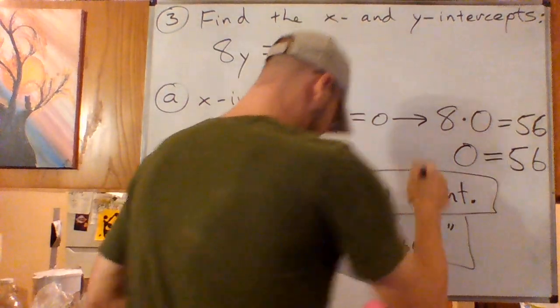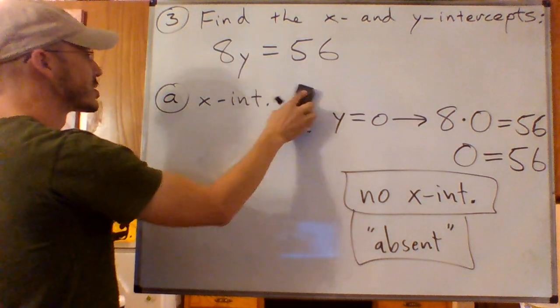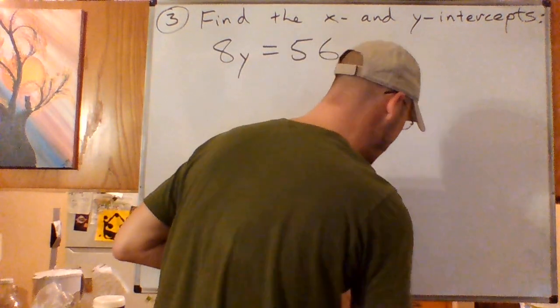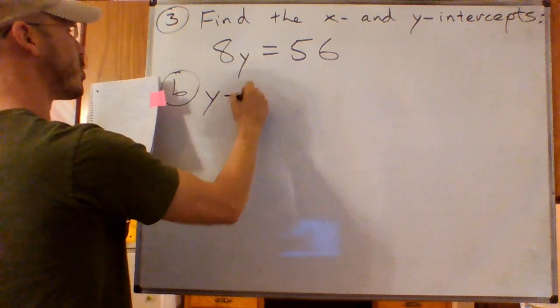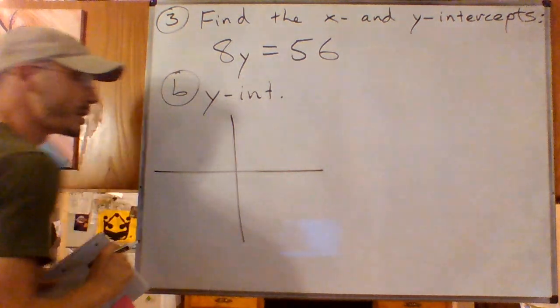Another way to say, well, that's really it. There is no x-intercept. So I'm going to erase this part, and we're going to do part B with the same equation. Find the y-intercept. Now, let's look at a picture again.